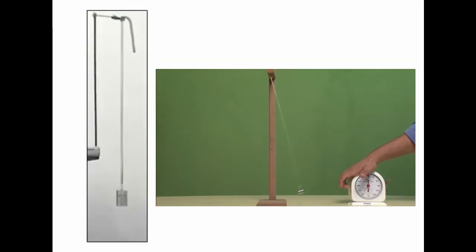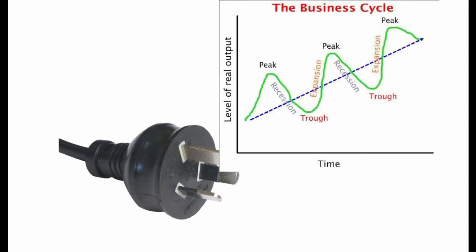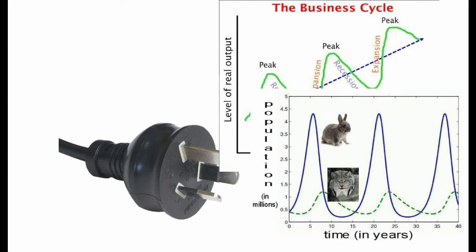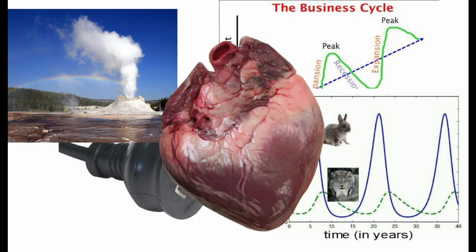The spring and the pendulum are two of the simplest examples of oscillatory systems, but the behavior seen in these systems can be seen in dynamic systems in virtually every area of science. For example, the alternating current of the mains power, business cycles in economics, predator-prey population cycles in ecology, geothermal geysers in geology, and the beating human heart.